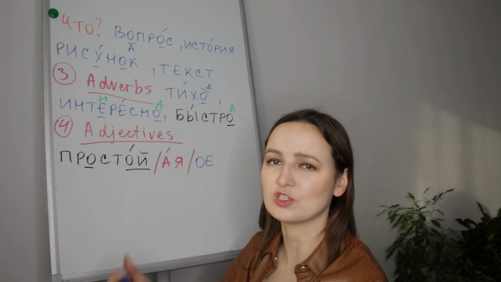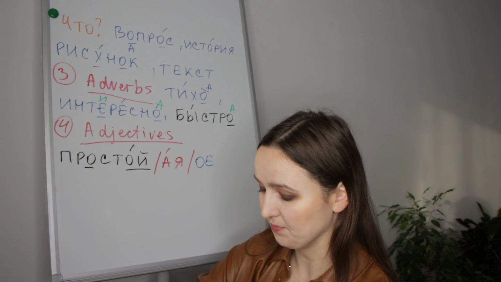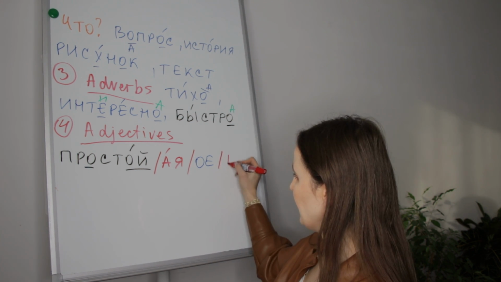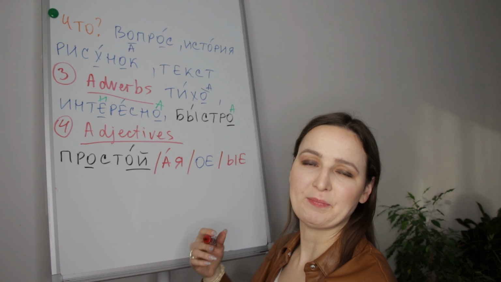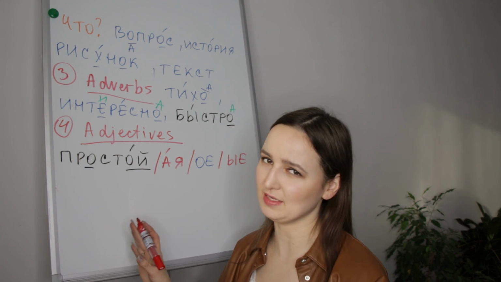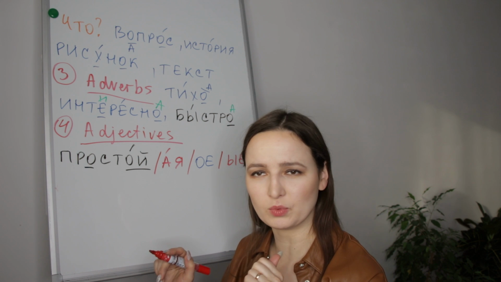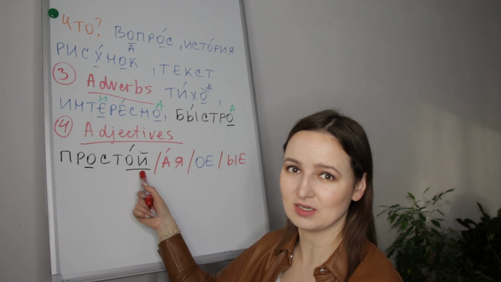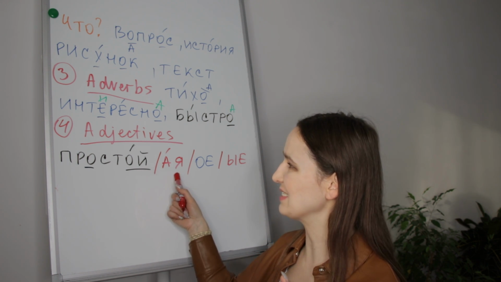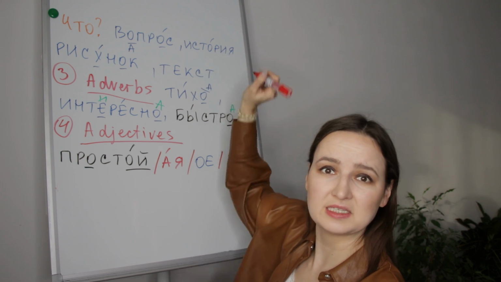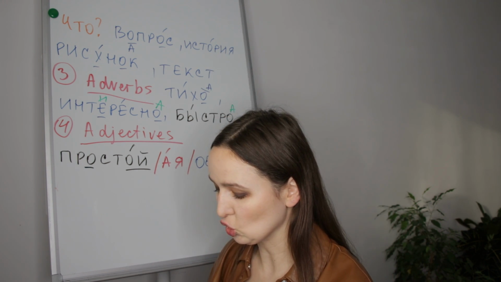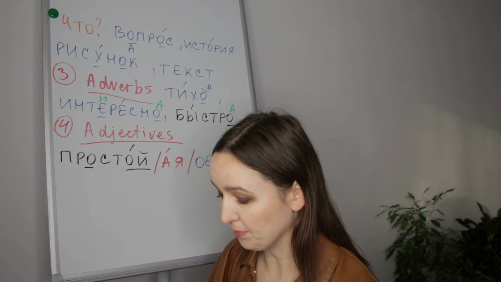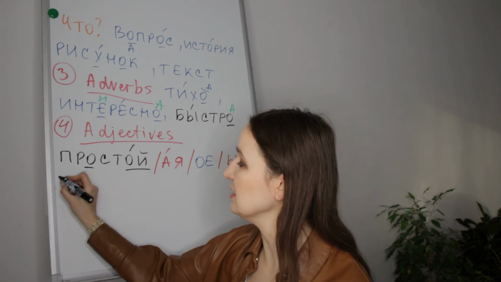And plural is ые. Простые. For example, простые правила, simple rules, because правила are in plural. Простой текст, simple text, because text is masculine, it ends in a consonant. Простая история, simple story. Да? Простой, простая, простое, простые. Следующее прилагательное, the next adjective is интересный.